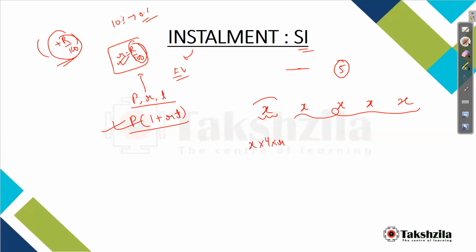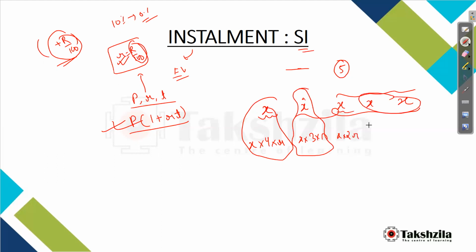This is the first one. Similarly, on the next installment, interest for the next 3 years will be charged, so same logic, X into 3 into R. Similarly, on the next, interest for 2 years will be charged, so X into 2R. For the next, interest for 1 year will be charged, so this will be X into R. And for the last one, no interest will be charged, for 0 years, so this will simply be 0.